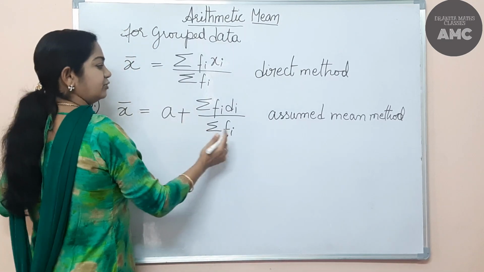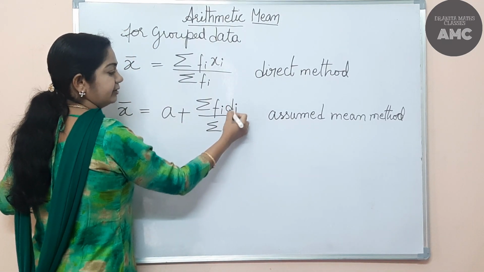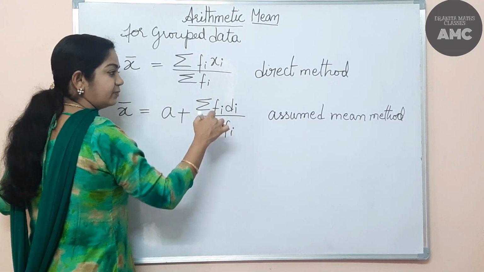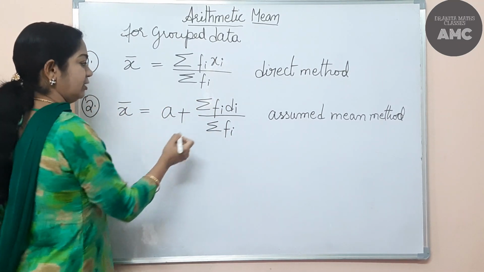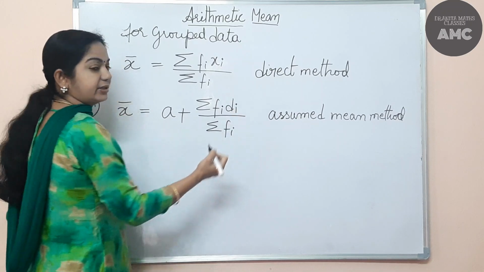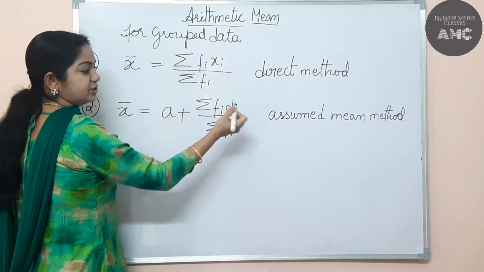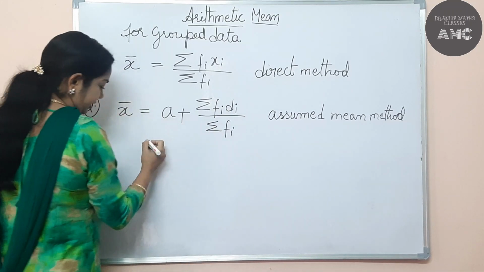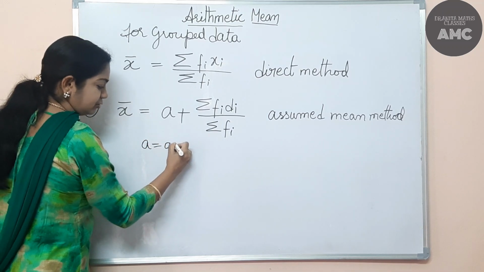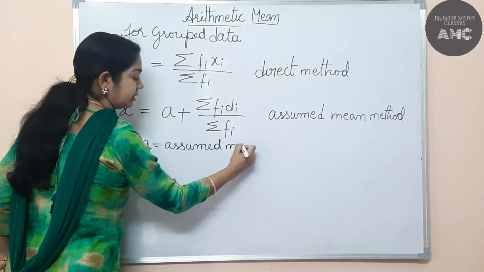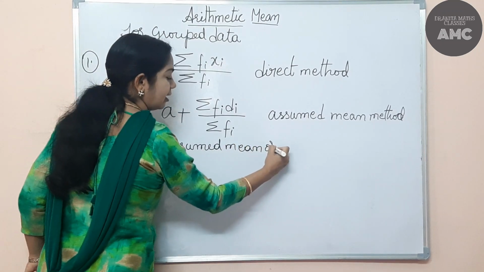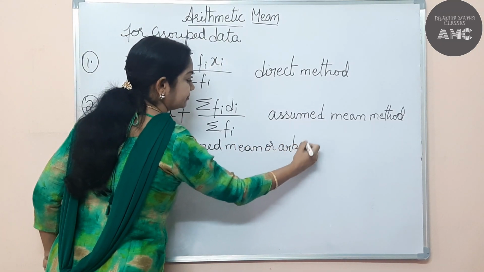To be specific, they have kept it as fi here, that means the frequency of that particular data or that particular observation. Where d is called the deviation and A is the assumed mean. Now what is A here? It is the assumed or the arbitrary mean, also called the arbitrary mean.